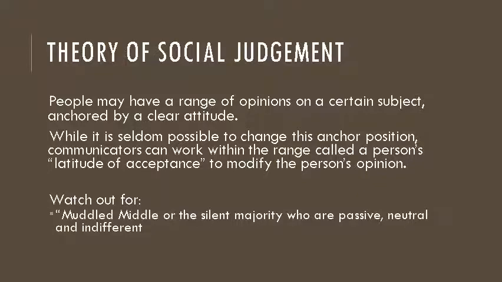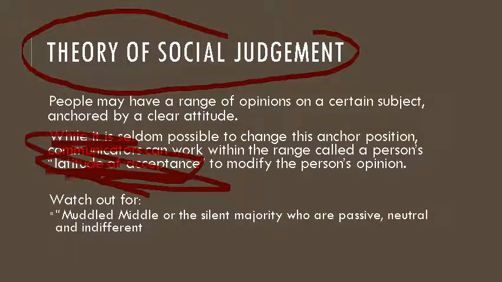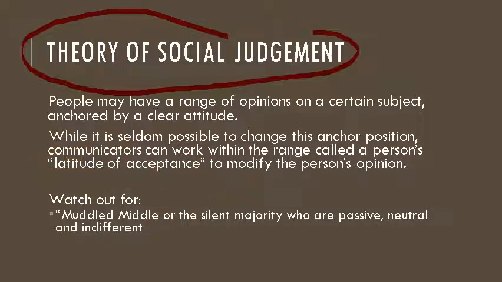The next theory is the theory of social judgment. There is what you call the latitude of acceptance and the latitude of rejection. People have a range of opinions on a certain subject, anchored by a clear attitude. And while it is seldom possible to change this anchor position, communicators can work within the range called a person's latitude of acceptance or latitude of rejection.